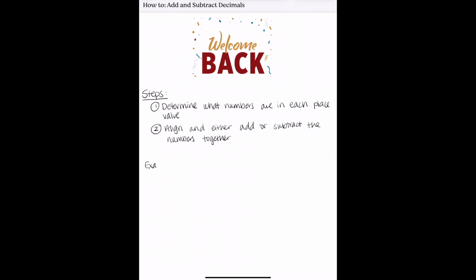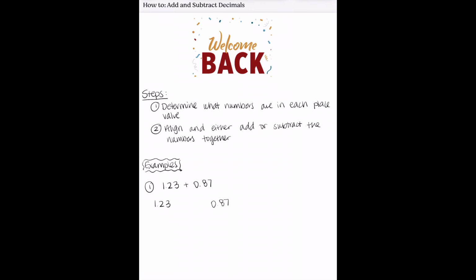We're going to go through a few examples to really learn how to do these steps. We'll go slowly on the first few, and then we will kind of just pick things up once we've really gotten the hang of things. So for number 1, let's do 1.23, or 1 and 23 hundredths, plus 0.87, or just 87 hundredths. So let's start off by writing each of these separately so we can really analyze and go through step 1 to determine what numbers are in each place value.